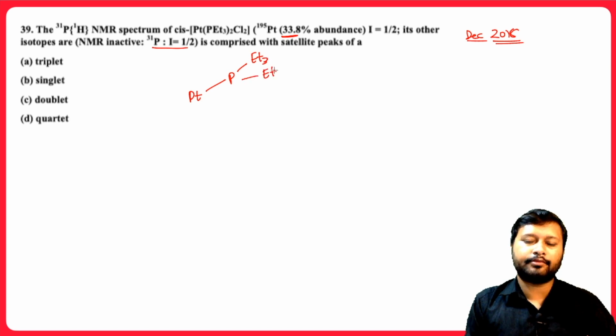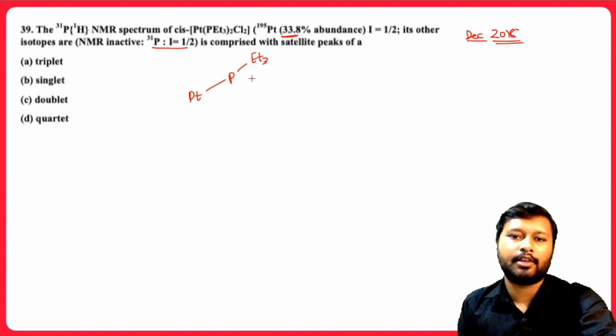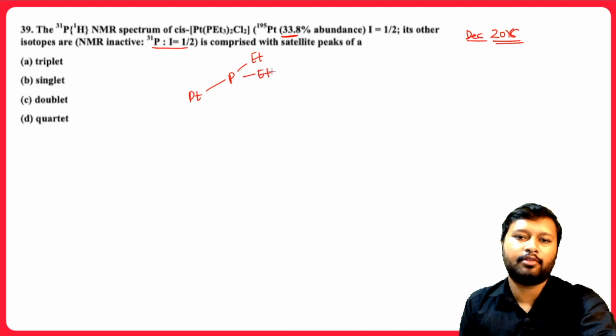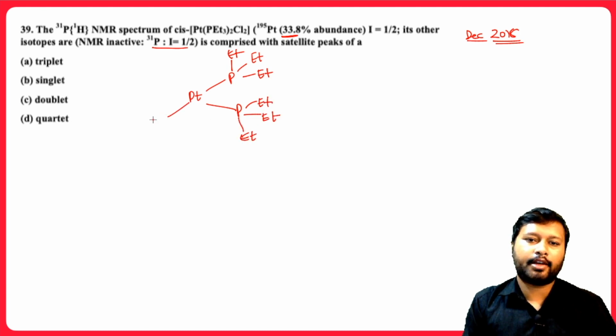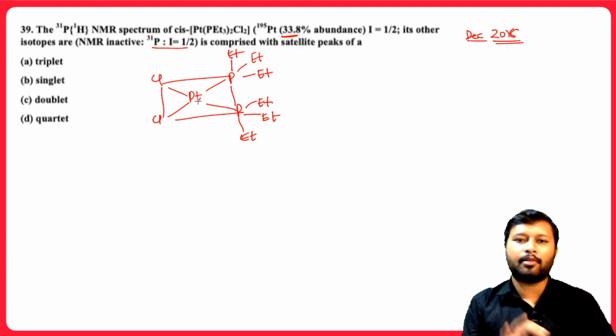Okay, Et whole thrice means you should have 3 ethyl molecules. So let me make 3 ethyl molecules again, 3 ethyl molecules and chloride and chloride. Okay, so this is my complex.